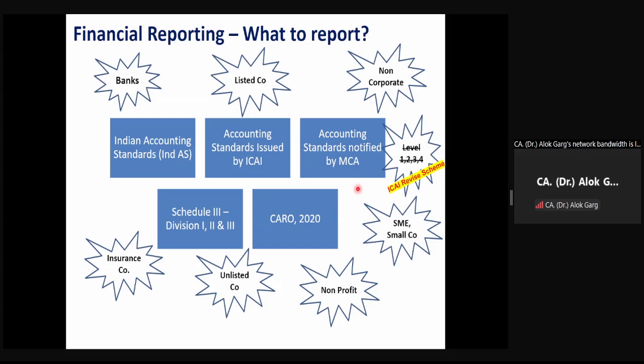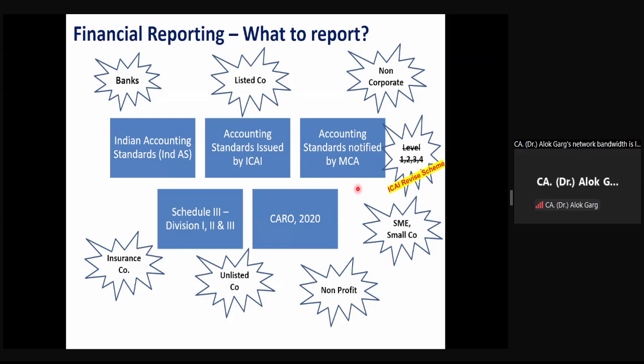Division 1, Division 2, Division 3. We have Schedule 3 for the companies, right? While we have the ICAI guidance note for non-corporate entities, Schedule 3 provides the format of the financial statement for companies, right?